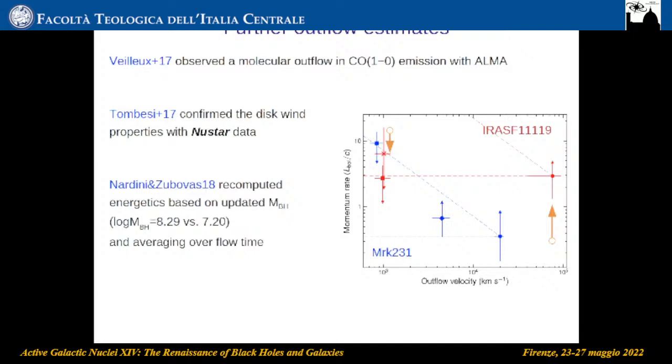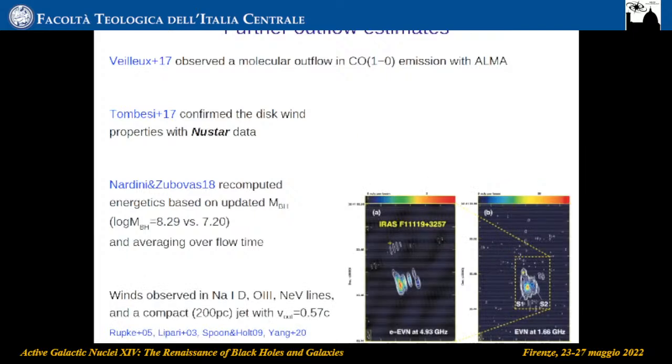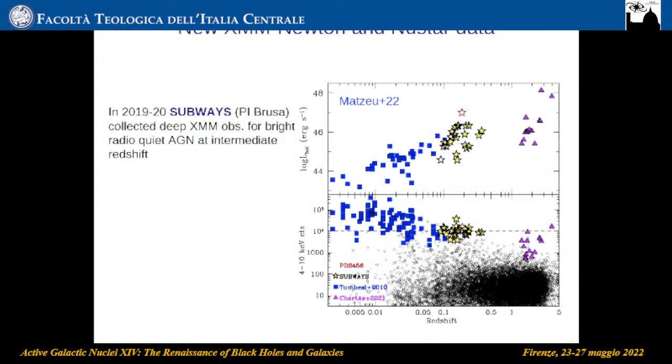So you can see that the situation is not so clear, and in recent years we have populated this plot with many more sources, and we still don't have a clear picture on this kind of connection between nuclear and large-scale outflows. And by the way, I also discovered that there was also a published compact radio jet with velocities of almost 0.6 c.